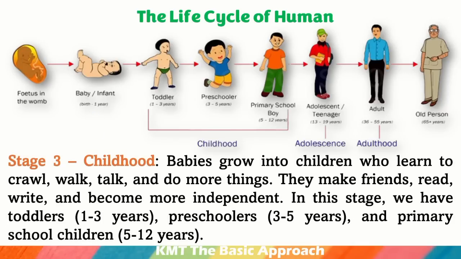Stage 3. Childhood. Babies grow into children who learn to crawl, walk, talk, and do more things. They make friends, read, write, and become more independent. In this stage, we have toddlers, age 1 to 3 years old. Preschoolers, age 3 to 5 years old. And primary school children, age 5 to 12 years old.